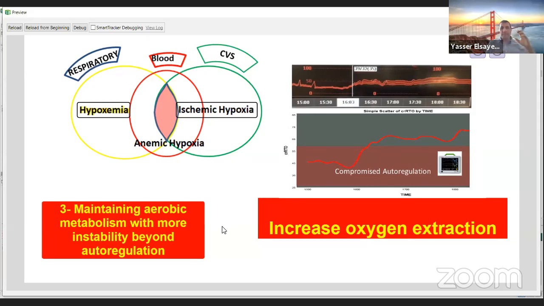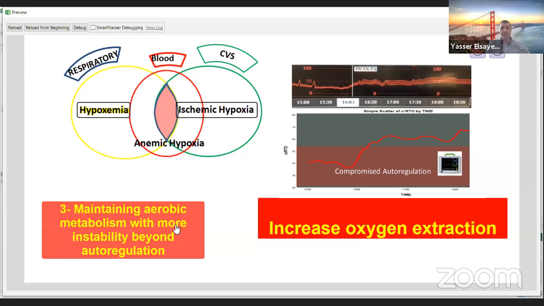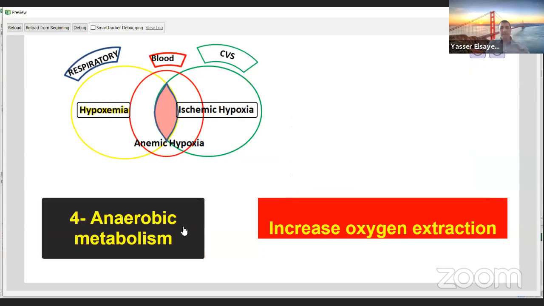Assuming that the oxygen delivery is decreasing more beyond this level of compensation, then the next compensatory mechanism is anaerobic metabolism. There is not enough oxygen now, and the oxygen delivery is very low. Very low means that you have less than 10 ml of oxygen per kg per minute delivery. Then the tissue will start to rely on a different mechanism, which is anaerobic metabolism.